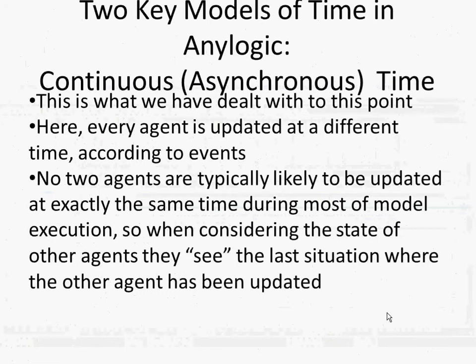In order to explain this model and our variant of it, it's worth noting that in addition to supporting multiple space types, AnyLogic also supports two basic models of time. In one of them, time is continuous, and this is the one we've explored most. Here, every agent is updated at a different time. You could describe it as continuous, but also asynchronous. There are different points at which different agents are updated in continuous time, and no two agents are likely to be updated at exactly the same time during model execution, or it's more rare.